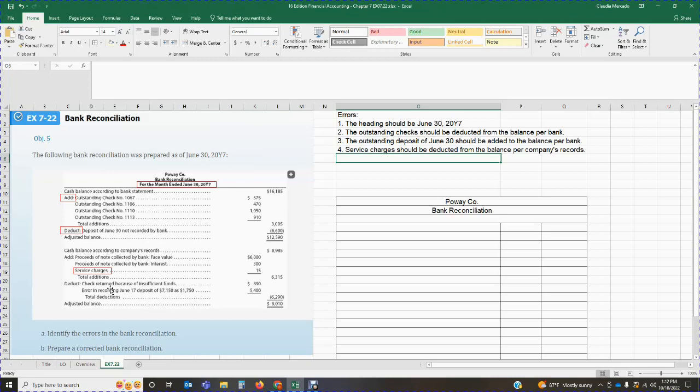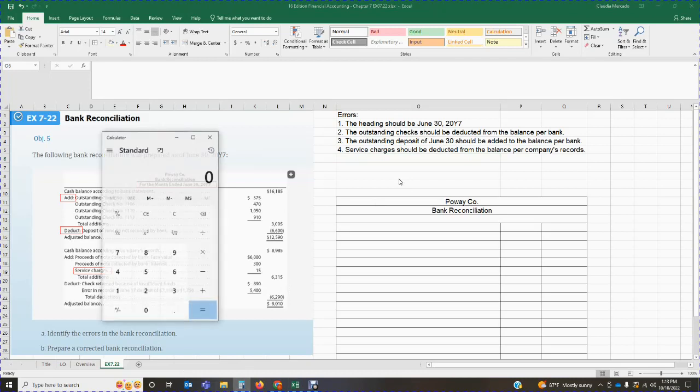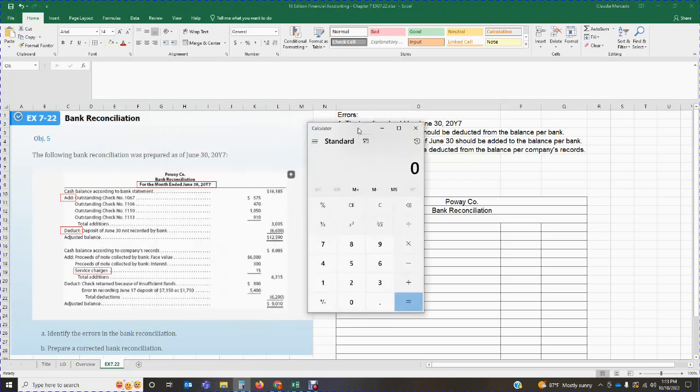Next, we have an error in recording June 17th deposit of $7,150 as $1,750. Now, this one's a little bit tricky. We made a deposit of $7,150, but when I recorded it in the company's records, I recorded it for $1,750. So it should have been 7,150. I recorded it for 1,750. That means I have a $5,400 adjustment.